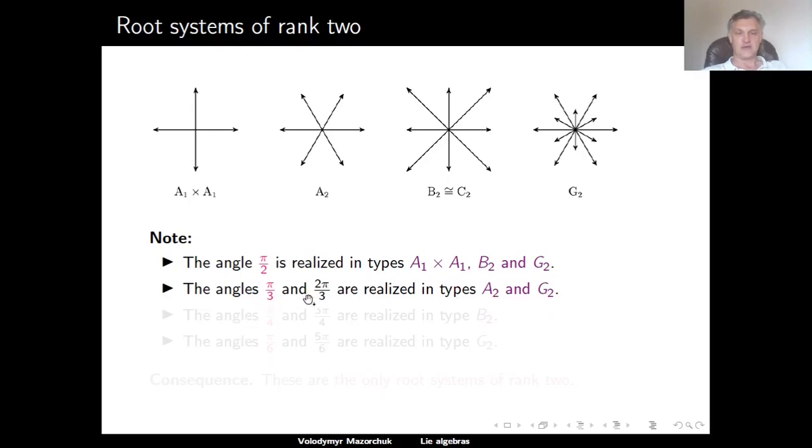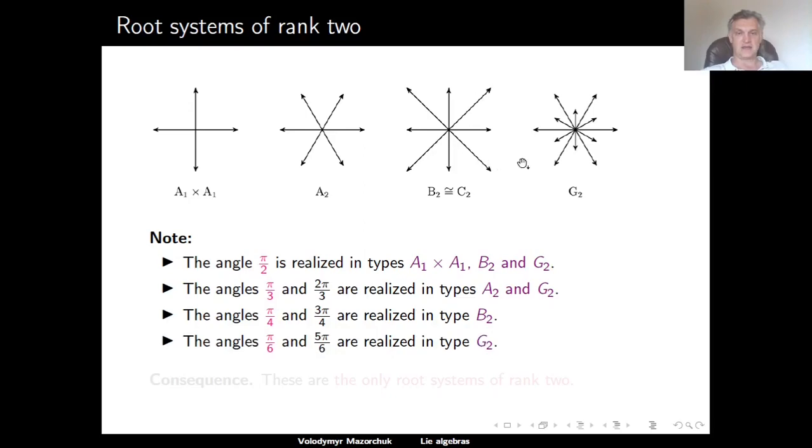The angles pi over 3 and 2 pi over 3 are realized here in the root system of type A2 and here in the root system of type G2. The angles pi over 4 and 3 pi over 4 are realized in the root system of type B2. And finally, the angles pi over 6 and 5 pi over 6 are realized here in the root system of type G2. Taking into account that no other angles are possible, it is very easy to see that these are the only possible root systems of rank 2.